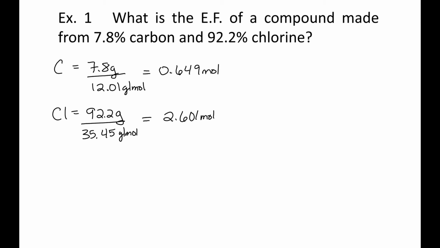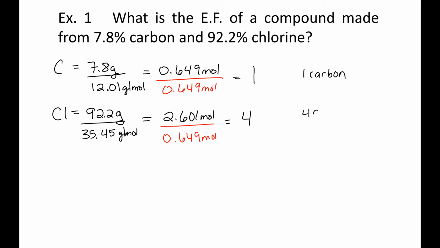Okay, so let's look at this. We have 0.649 and 2.601. Well, 0.649 is the smallest, so we are going to divide both these numbers by 0.649 moles. When we do that, we get a 1, obviously, since you divide the number by itself. And when you divide this one, you get a 4. So we now have our ratio: 1 carbon and 4 chlorines.